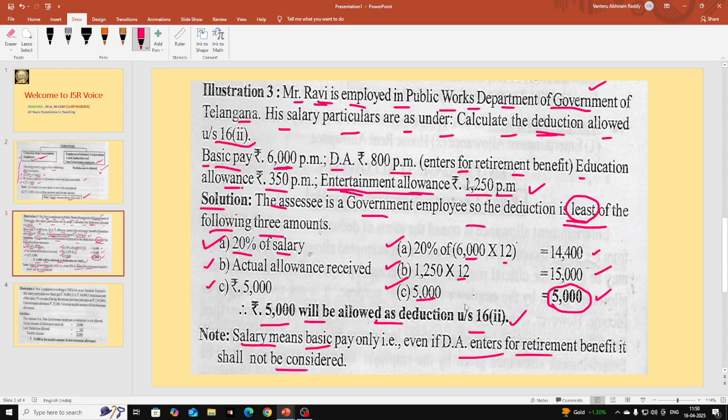Okay, salary means what is the definition in calculation of entertainment allowance? Only basic pay. That is why we took here 6,000 into 12 per month, they said. That is why we took 6,000 into 12. Hope this is clear for everyone. So this is how we have to solve it.